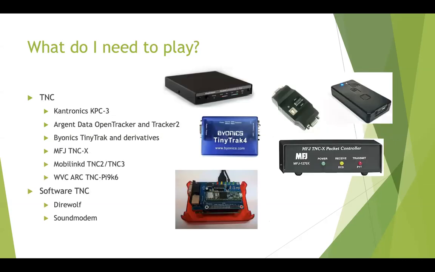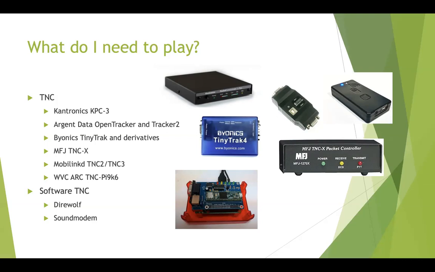So for a TNC, there's a lot of different things to choose from. There's the Kantronics KPC series. Those are pretty expensive, but they've been around for a long time. They seem to work fairly well. Argent Data produced a device called the OpenTracker and Tracker 2. That's this one on the second one over here. And then the Byonics company produced a thing called the TinyTrak. They've had several different variants of that.